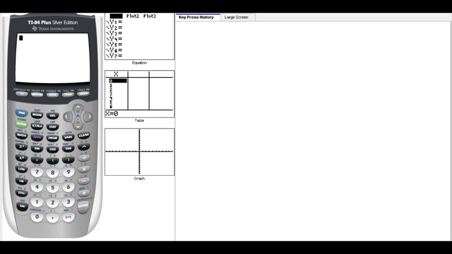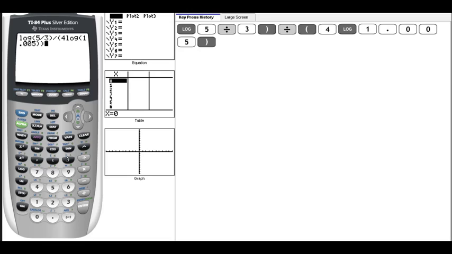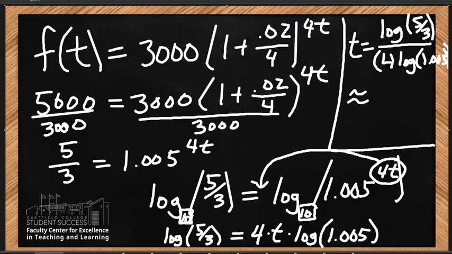So you could plug this into your calculator and you would get the log of 5 divided by 3, and then make sure you close those parentheses, and then divided by, remember I said you need to put that whole denominator in parentheses, so denominator, 4 times the log of 1.005. Now if you close both those parentheses, you've got your whole denominator in parentheses, and you get an answer like 25.6. And so think about what we're finding. Remember, we're solving for t. t then is 25.6 years.